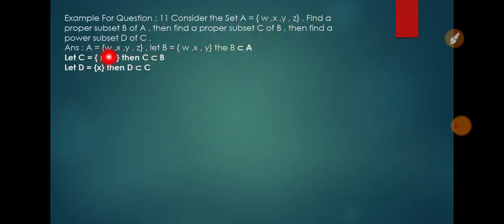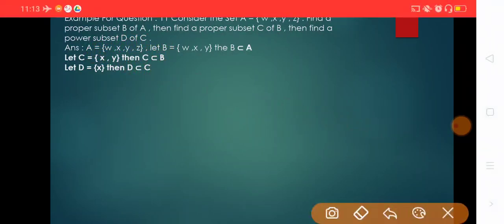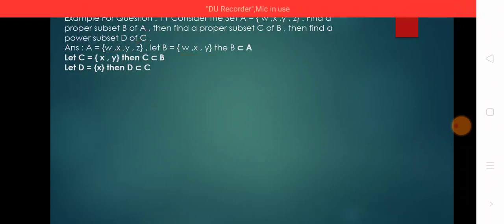Suppose A is equal to {W, X, Y, Z}. Now if I want to make a proper subset from this set, how can I make it? Let B is equal to {W, X, Y}, because all the elements of set B are present in set A, plus there is an extra. Z is an extra, so B is the proper subset of A.